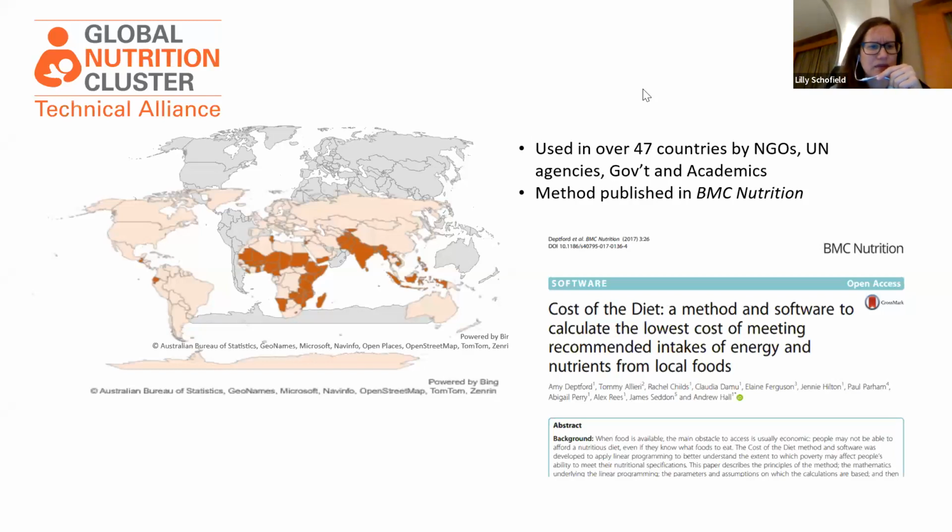Apologize, my map's gone a little bit funny. But just to give a sense of the scope of the use of the tool, as I said, the first iterations were developed in the early 2000s. It has gone through several iterations and improvements since then. It has been quite widely used in over 47 countries by NGOs, UN agencies, governments, and academics. The methods, which are the mathematics behind it, have been published, and you can go read that paper if you'd like. Next slide.